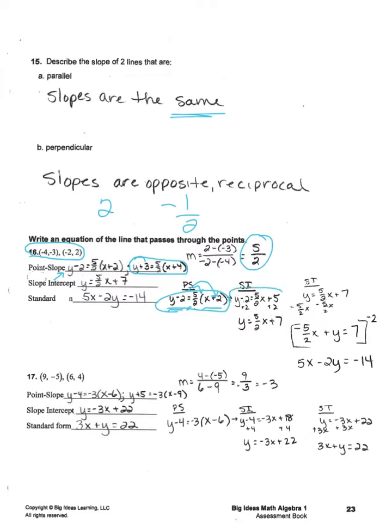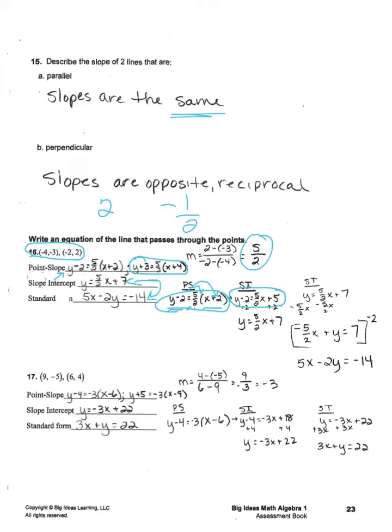So in this, now we're starting to put it into slope intercept. So add 2 to both sides, you'll get y equals 5/2 x plus 7. So that is slope intercept. Then take slope intercept and go to standard form. So y equals 5/2 x plus 7.